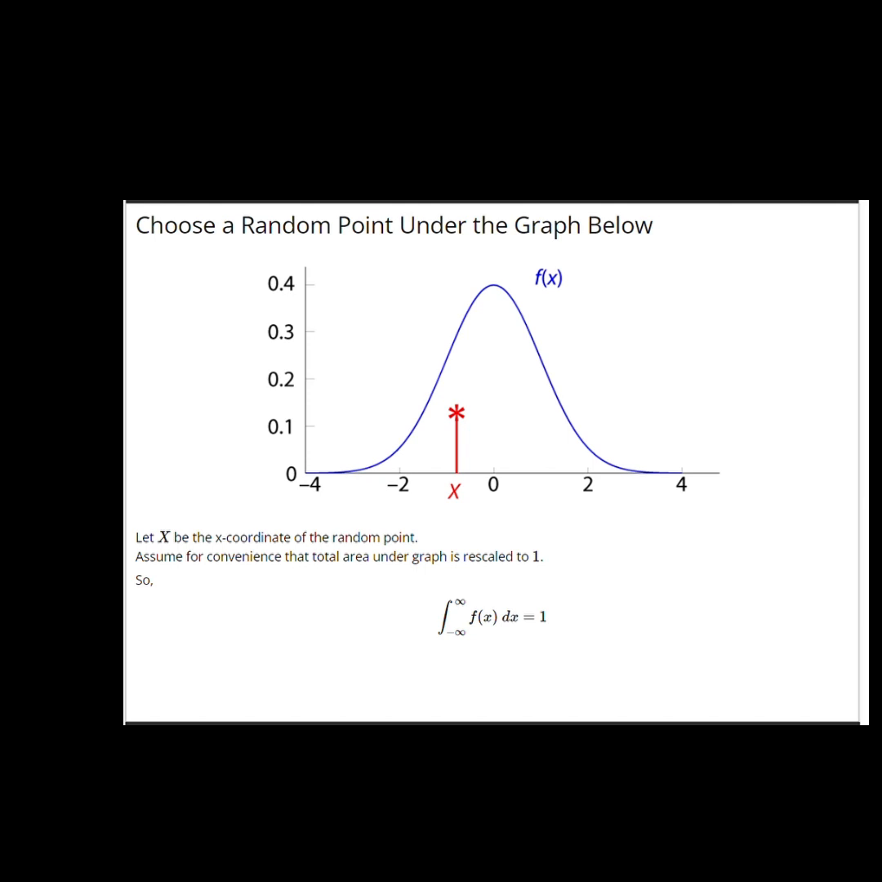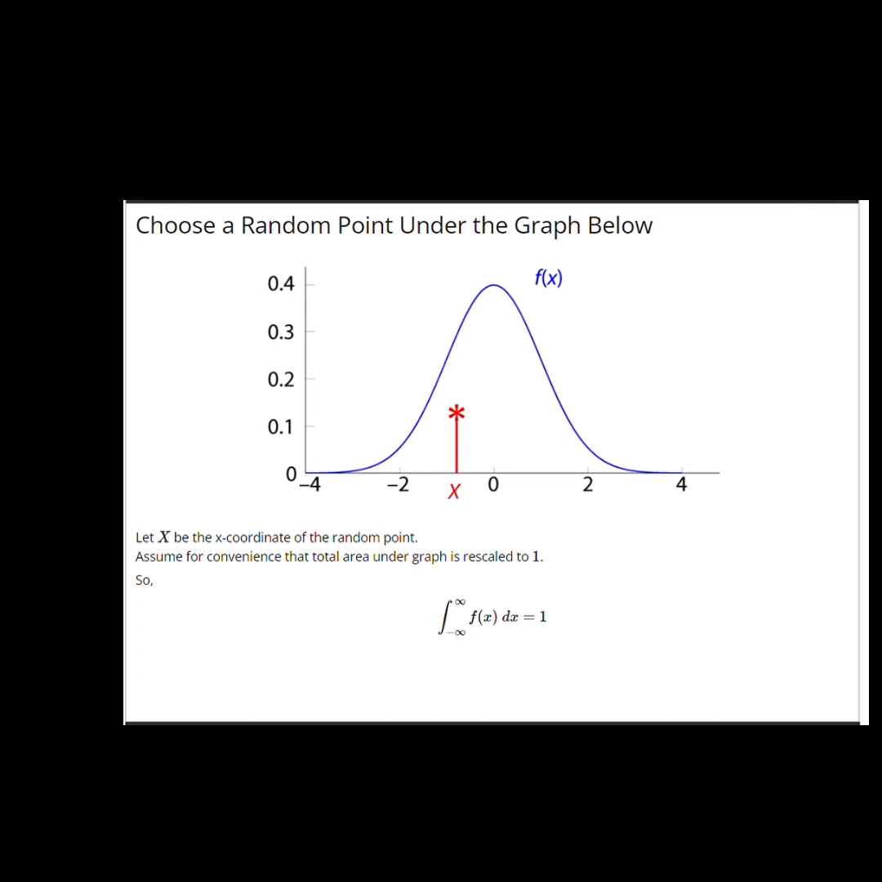I'm assuming here a certain kind of uniformity. That point is just as likely to be in any region of this graph of a comparable area. And I've recorded the x-coordinate of that point, labeled x along the x-axis, capital X. Then capital X is obviously some random variable.